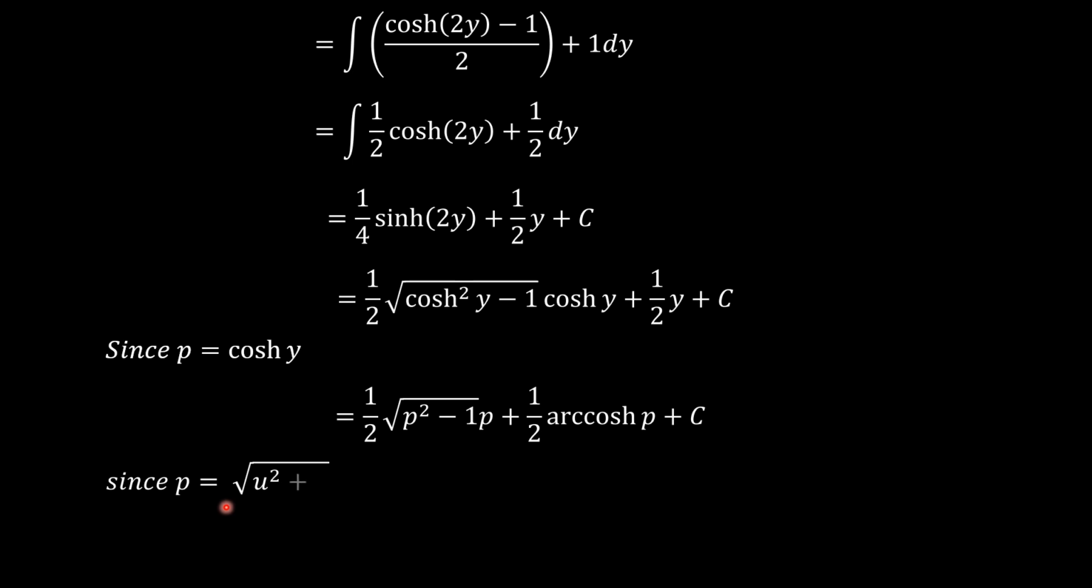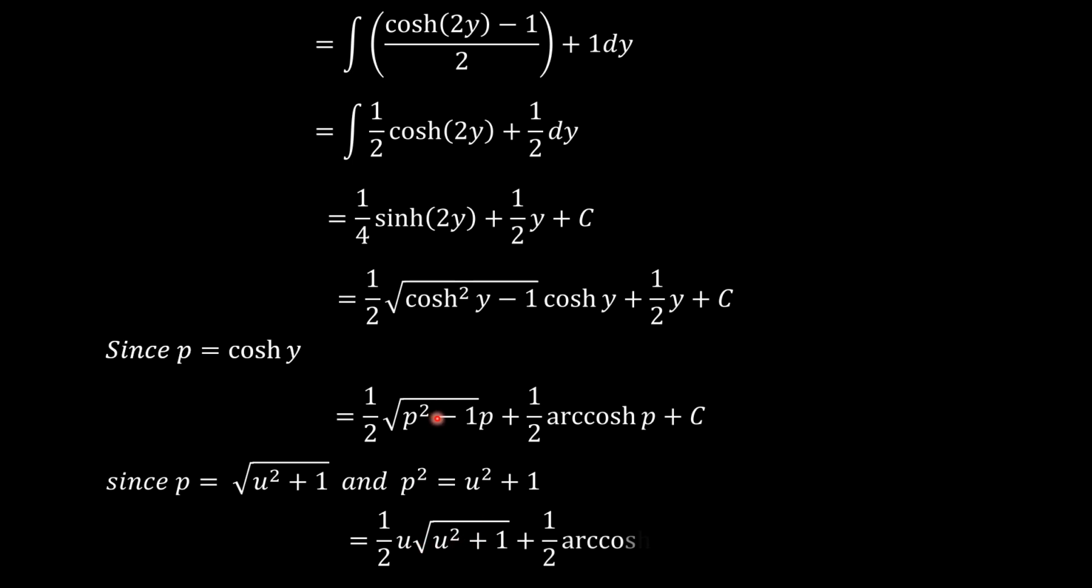Interestingly, since we had also said p is equal to square root of u squared plus 1 and p squared is equal to u squared plus 1, it means that now we have half, square root of p squared minus 1 is square root of u squared, which is u, and then p here is the same as square root of u squared plus 1. So we have half u times square root of u squared plus 1 plus half the arc hyperbolic cosine of square root of u squared plus 1. Now we can simplify this part here. It's easy to see how to simplify that.